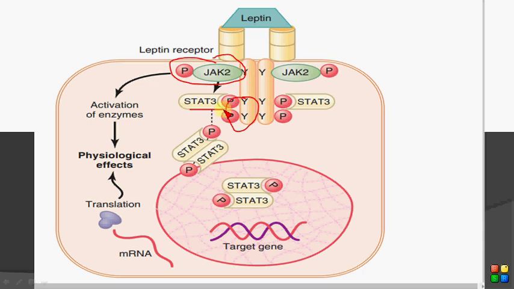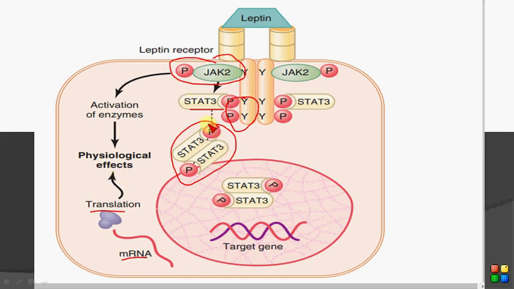Then this complex phosphorylates STAT3 proteins, and these phosphorylated STAT3 proteins produce a dimer, and this dimerized form of STAT proteins moves to the nucleus and interacts with the DNA, and the expression of messenger RNA is increased, and there is translation and specific proteins are formed, and these proteins produce specific cellular responses.